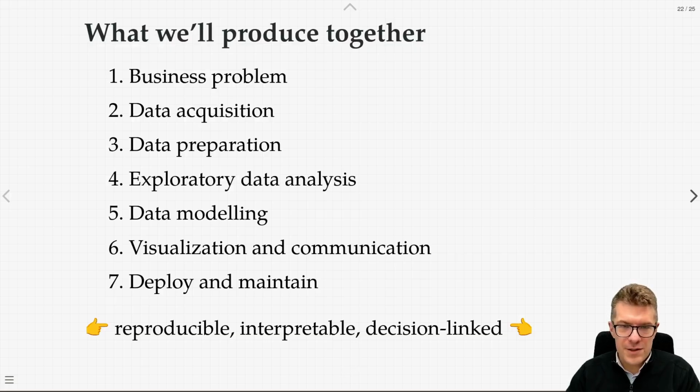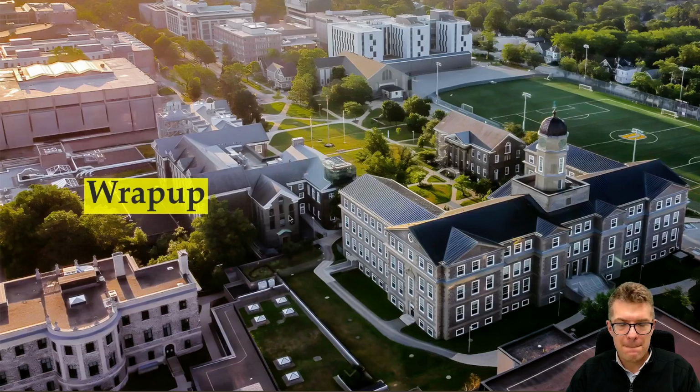Over the course of this term, we'll produce business problems, or more typically, we'll acquire business problems. And business doesn't mean corporate business. It can mean any kind of real world use case. We'll talk about data acquisition, data preparation, exploratory data analysis, modeling, visualization, deployment. And again, this is going to mean reproducible, interpretable, and decision-linked decision-making.